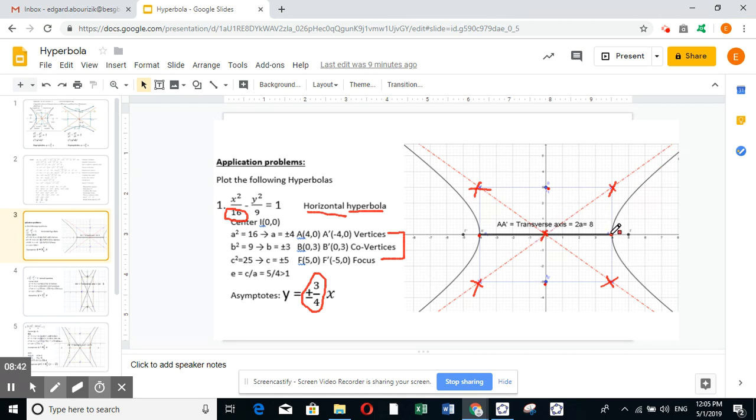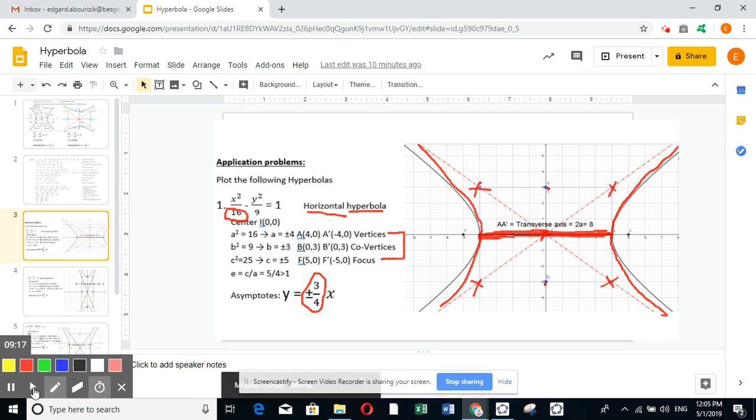Because it's horizontal, I start from A and draw the first part of the hyperbola. It will become near the line, but it will not touch it. It's an asymptote to it. So from that side also, and from that side also. Here we don't have a major axis and minor axis. We have only one axis because B and B prime do not belong to the hyperbola. So the transverse axis is the axis joining A to A prime. Since it's horizontal, it is parallel to the x-axis.